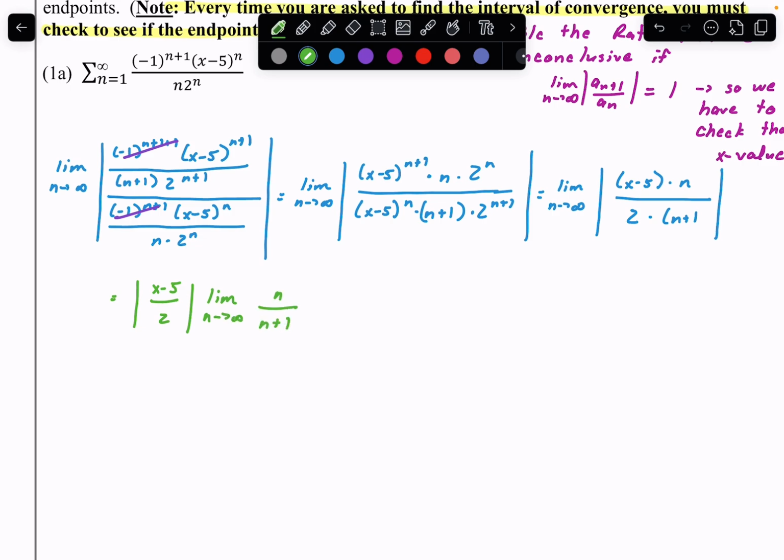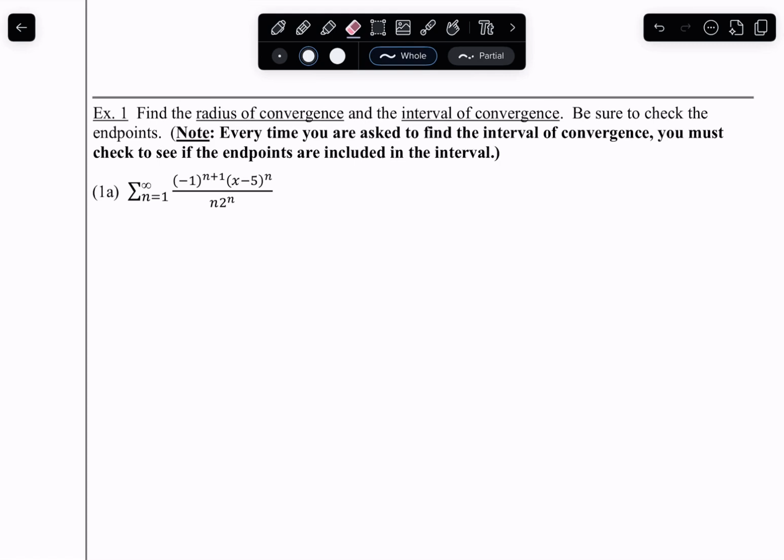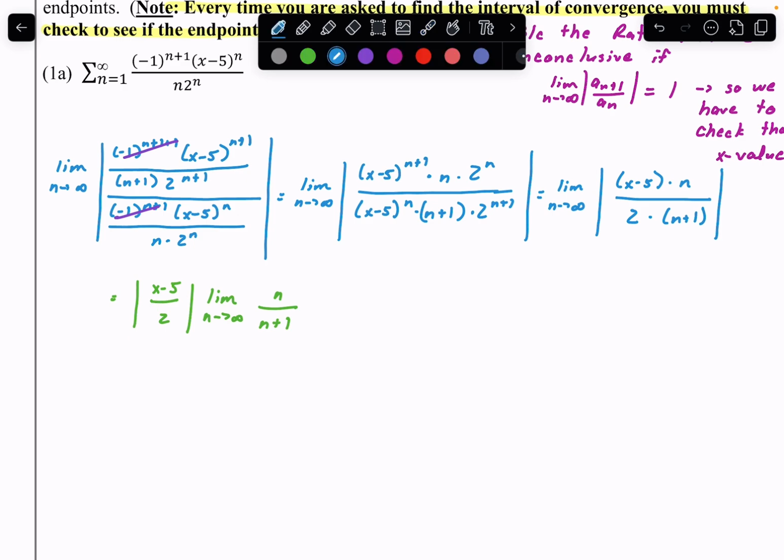You do need the absolute value signs around the x minus 5 over 2. It's not going to matter if you put the n over n plus 1 in absolute value signs or not because this is all going to positive infinity anyway, so it's not going to change anything. So it looks like my result of the limit is 1. So I get the absolute value of x minus 5 over 2 times 1, which is obviously just the absolute value of x minus 5 over 2.